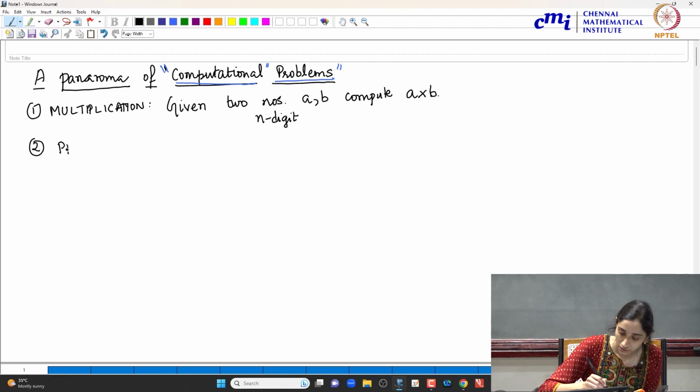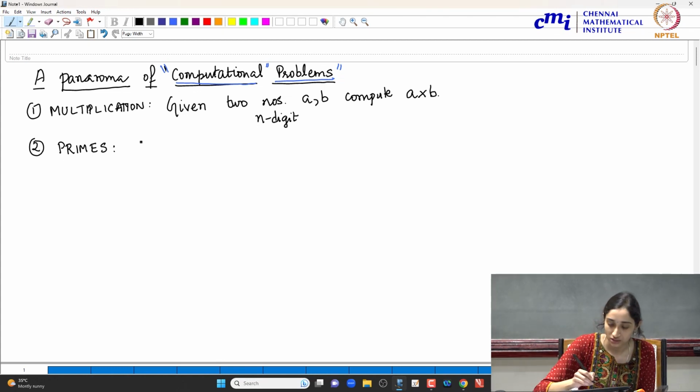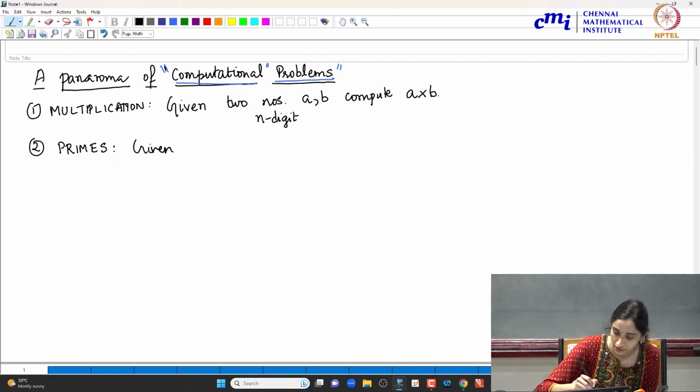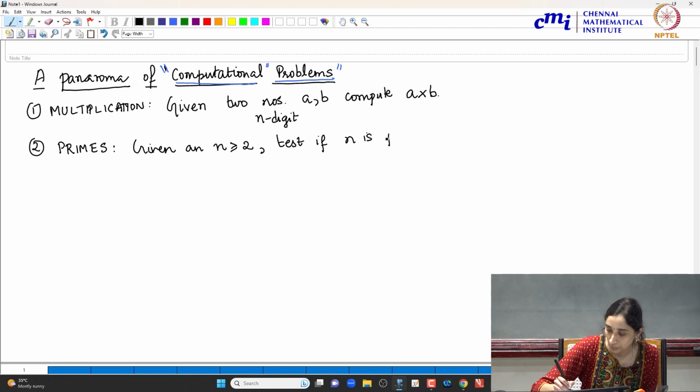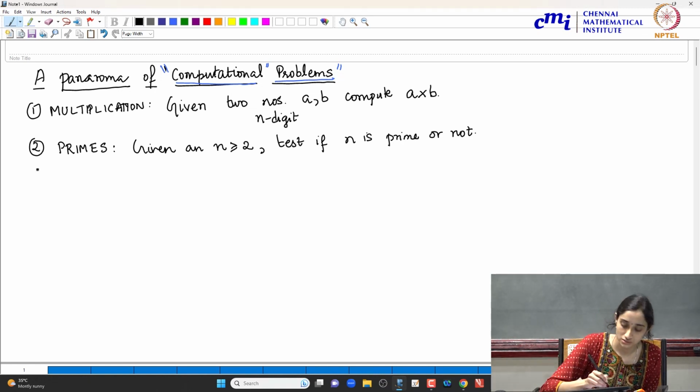Another problem is the problem of primes. So you're given a number and you want to test whether this number is prime or not. So given an n, so maybe I'll put n greater than or equal to 2, test if n is prime or not. So n is greater than or equal to 2, so every number is either prime or composite.